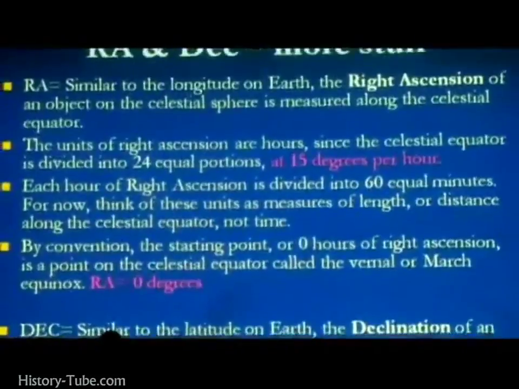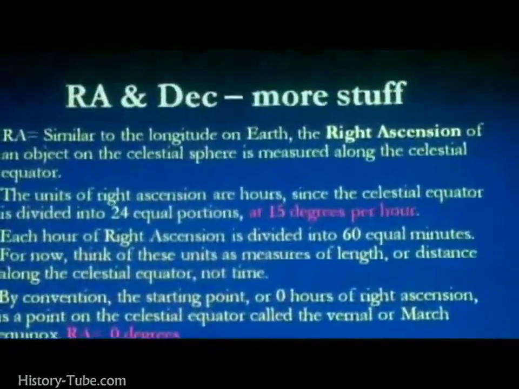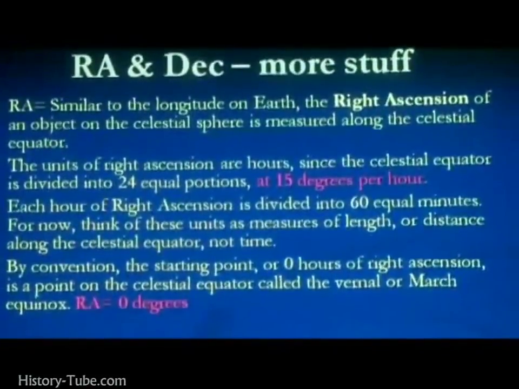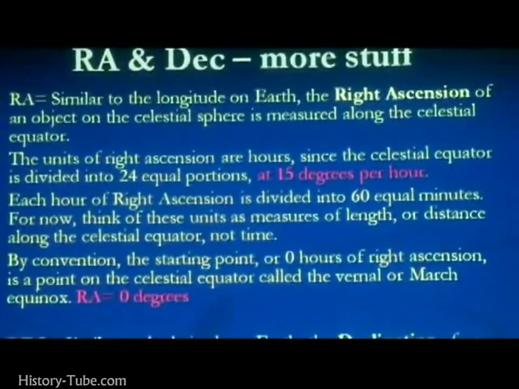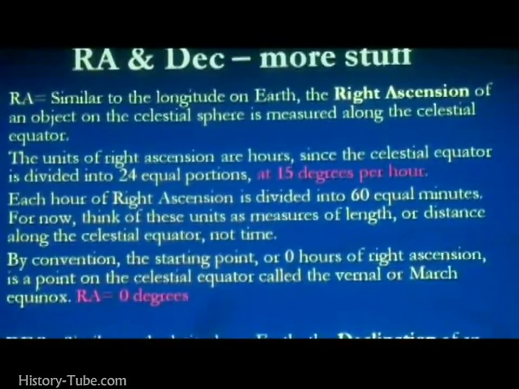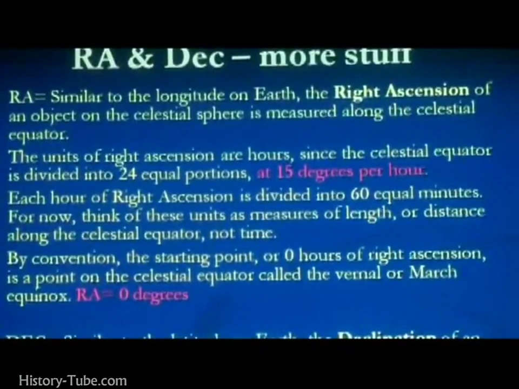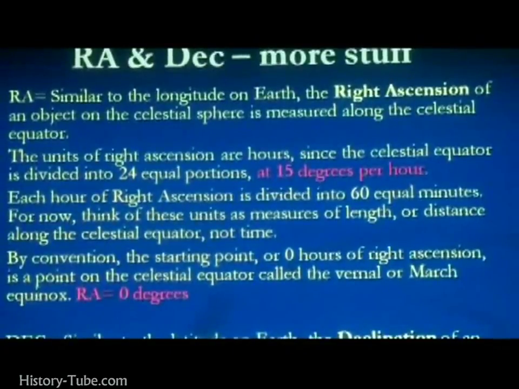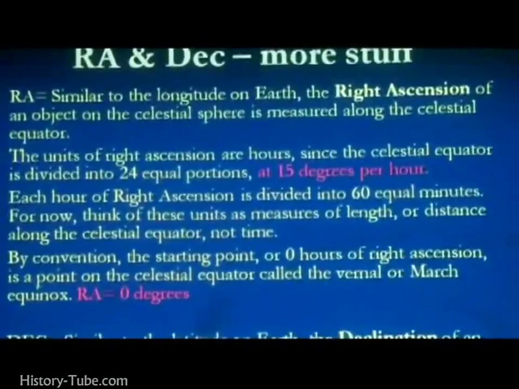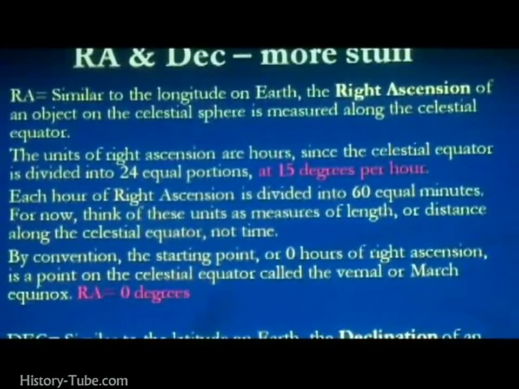Right ascension is similar to the longitude on the Earth. The right ascension of an object on the celestial sphere is measured along the celestial equator. So think about longitude. Longitude lines run north and south on the Earth. So if you were to look at the sky and divide it up, right ascension is going to be those pie slices of the sky that line up with longitude. But unlike longitude, we're going to talk about those in terms of hours and minutes. So a complete arc, 360 degrees, is going to be divided up into 24 hours.